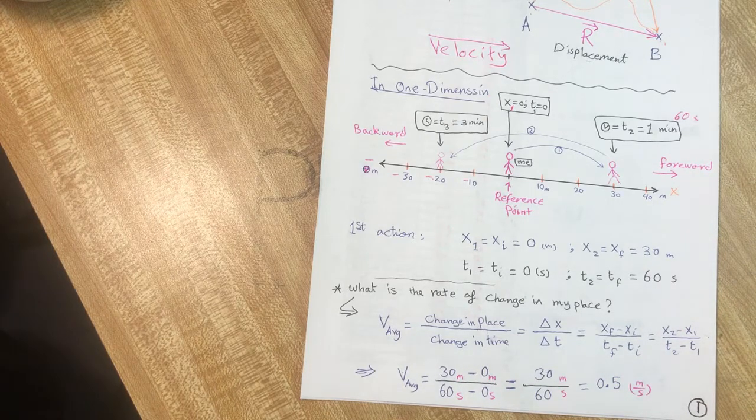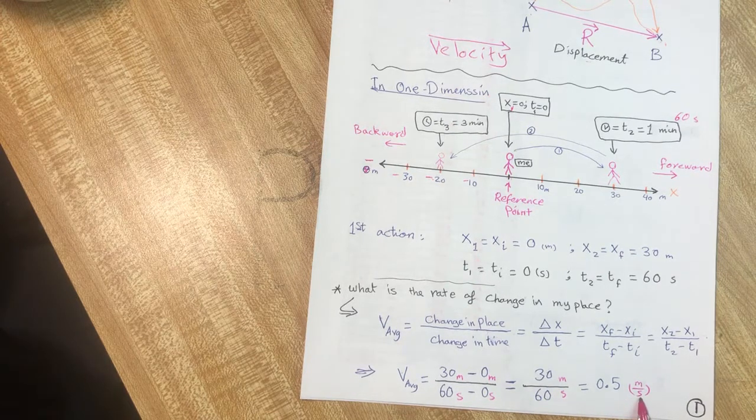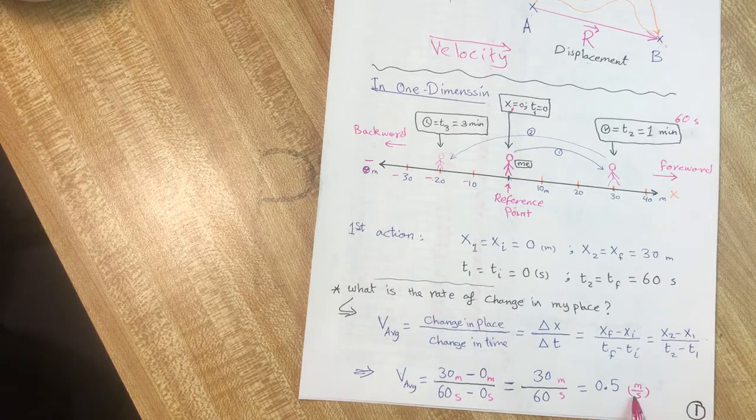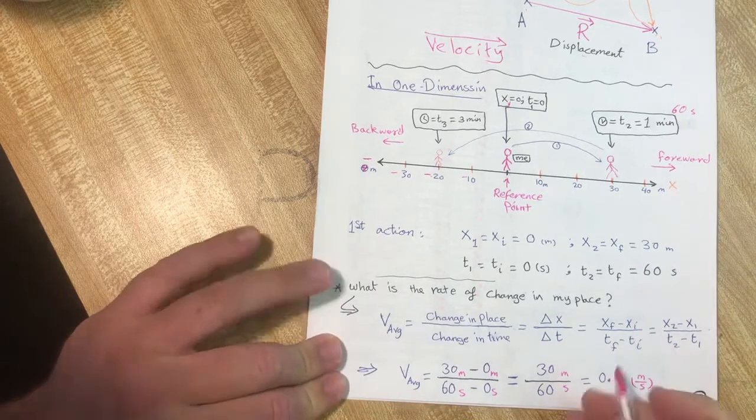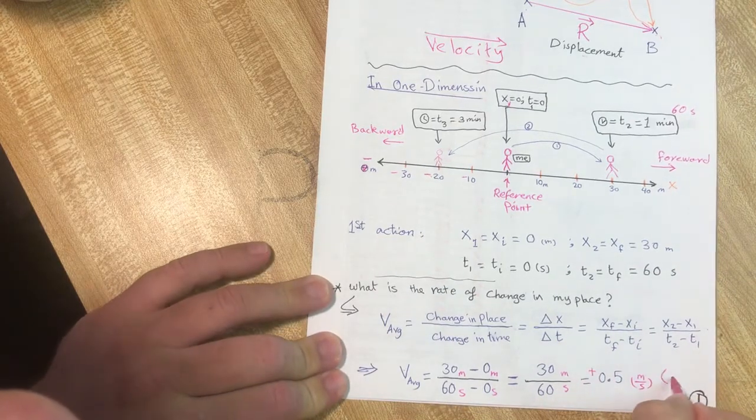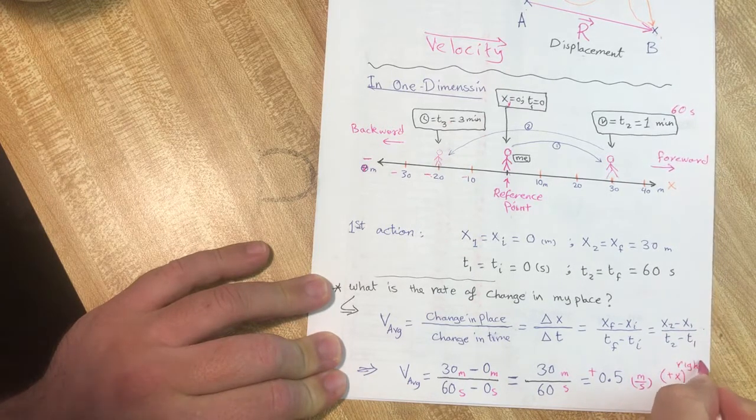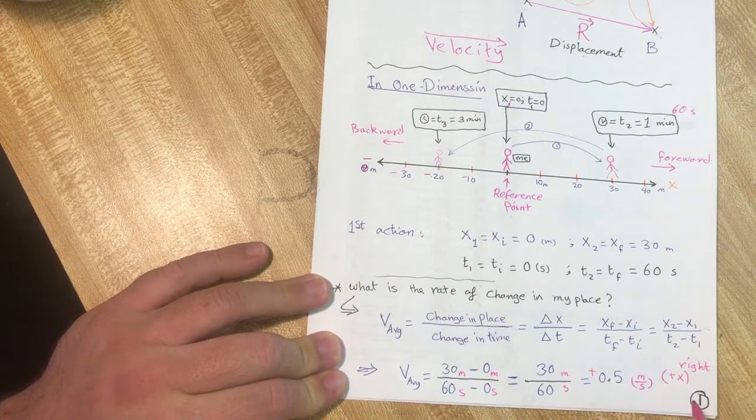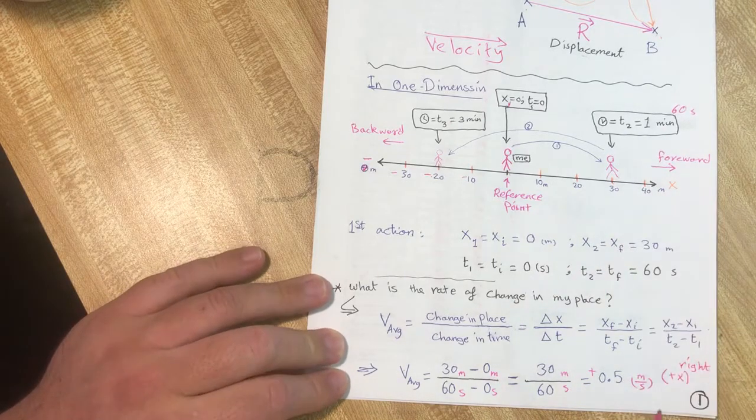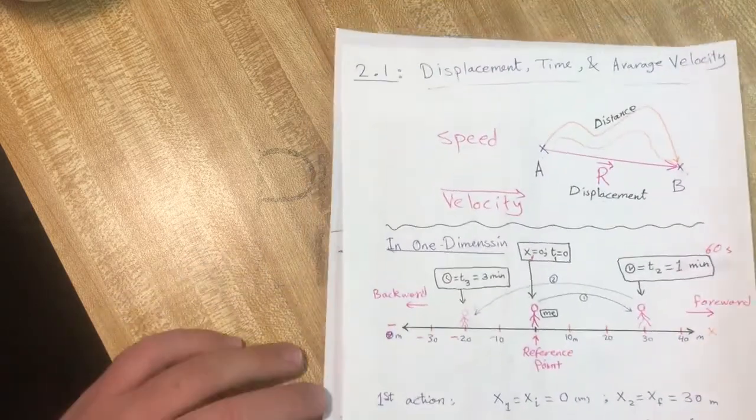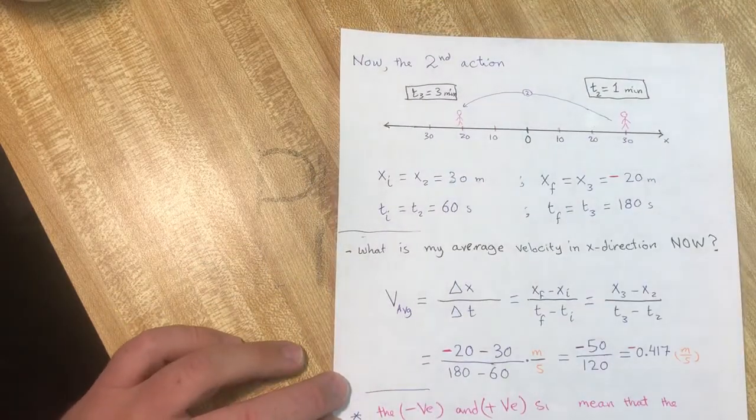The final step is to find the result with the units, and we need to know where is the direction of our motion. It is positive here, that means it is in the positive x-axis or to the right, or forward. Now let us look at the second action.